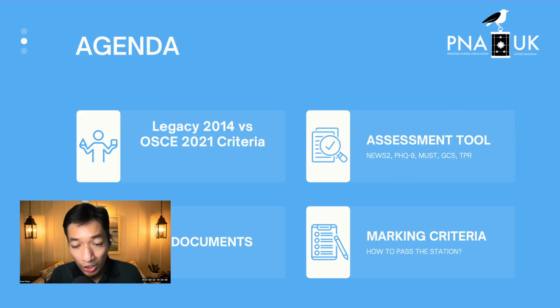So what's the agenda for today? We'll be discussing the legacy and the new OSCE. We will be discussing the differences and the similarities for those examinations. We'll also be discussing the documents and the assessment tools, which are the PHQ9, NEWS, the MUST, GCS, and the TPR. And also, most importantly, the marking criteria. How are you going to pass the examination?